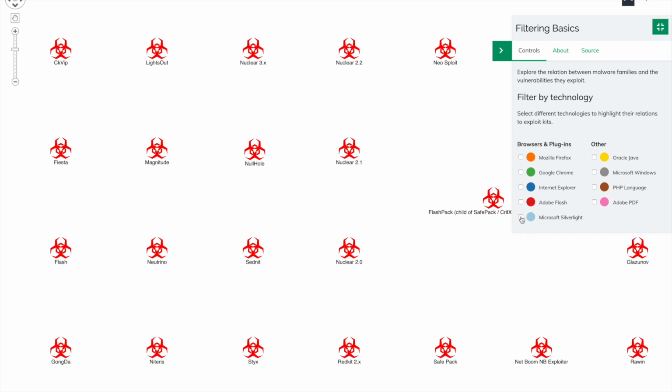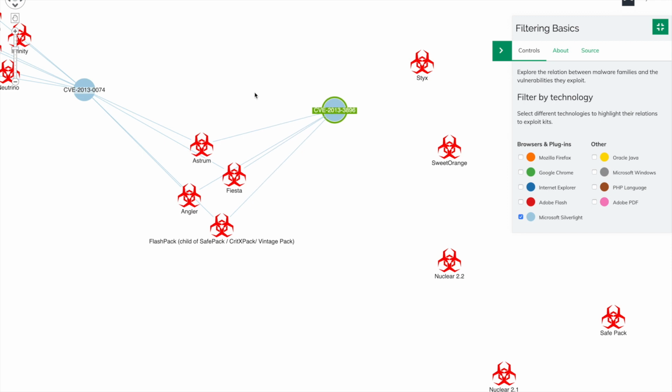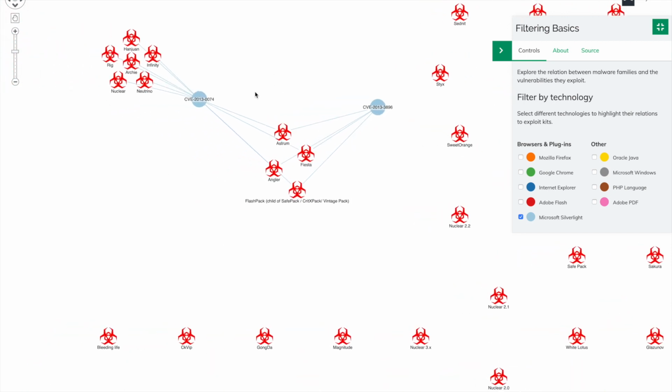Let's pick something really old like Microsoft Silverlight. And as I add this in, what it's going to do is bring in nodes. These blue nodes represent vulnerabilities in Microsoft Silverlight. So I can see straight away that there's a bunch of malwares that exploit this vulnerability here, whereas this vulnerability here only exploits a subset of them. So we have a kind of Venn diagram of relationship between malware and vulnerability.